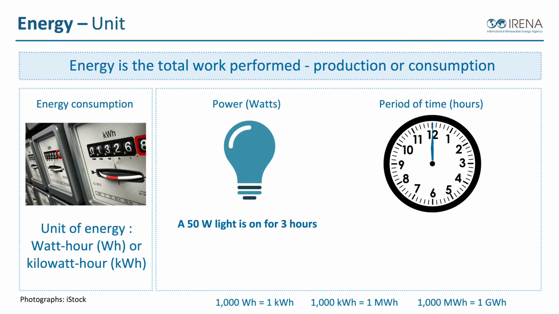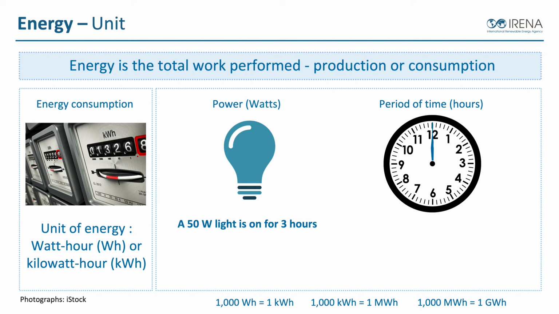Now the next unit we want to look at is energy. So energy is the total work that is performed, either the total amount of production of energy or consumption of energy. So energy consumption is really watts over time. So we're adding the time component. So it's like power times time. So the unit that we use for energy in the electrical world is what we call a watt hour. So how many watts for how many hours? As that gets bigger, of course, that builds up to a kilowatt hour.